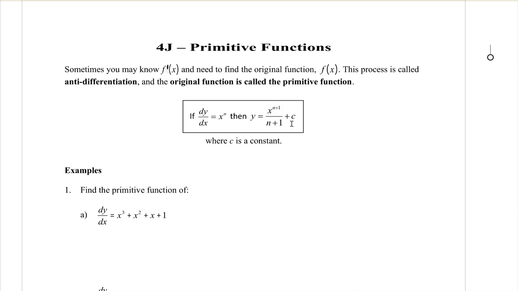Remember how that always disappears when we differentiate? It means that when we're reversing the process, there could have been some number there that we have no evidence of, and we need to add a constant back into our equation. So that is why we have the plus c on the end. So let's go through the process. If I want to find the y from the derivative, we add 1 to the power, we divide by that new power, whatever n plus 1 is, and then we're going to add a constant onto the end. And this process is called finding the primitive function if it's going from the derivative back to the original.